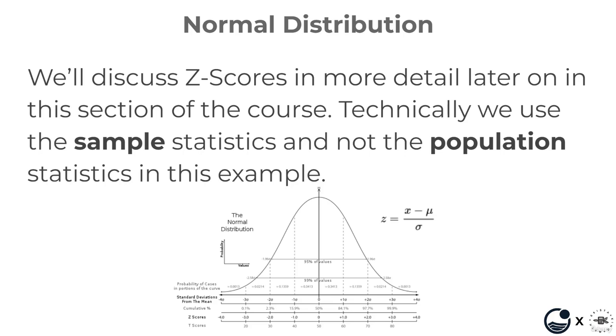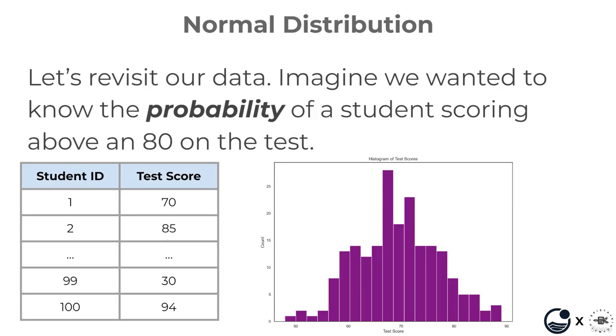Technically, we use the sample statistics and not the population statistics in this particular example. So let's revisit our data. Imagine we wanted to know what's the probability of a student in, let's say, the entire nation scoring above an 80 on the test. Now, I have my data distribution, but it's technically just a sample from my school. Now I want to use my sample to figure out the probability of the entire population.